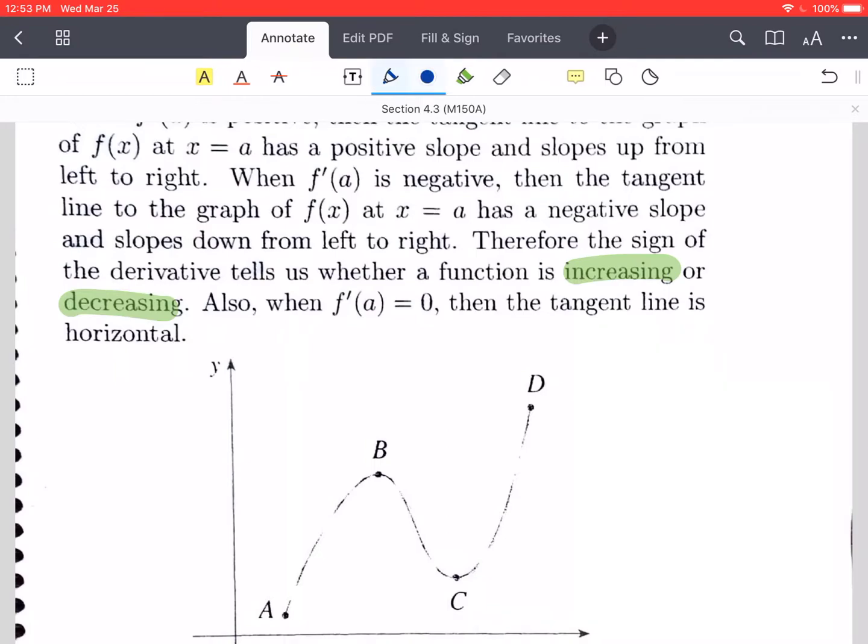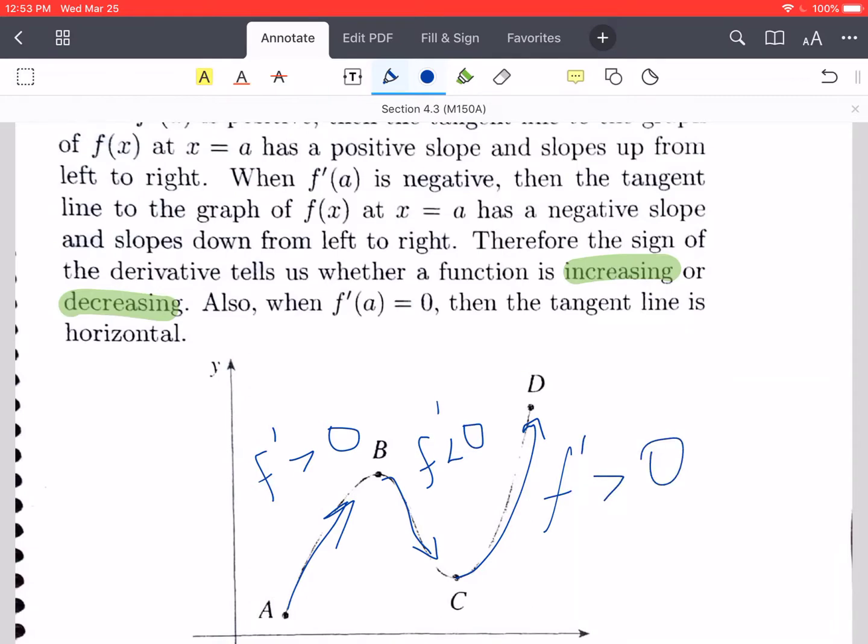Right, so on this graph, for example, from A to B, this graph is increasing. That means that f prime must be positive. From B to C, it's decreasing, so f prime must be negative. And then from C to D, again, we're increasing, so we have that f prime must be positive.